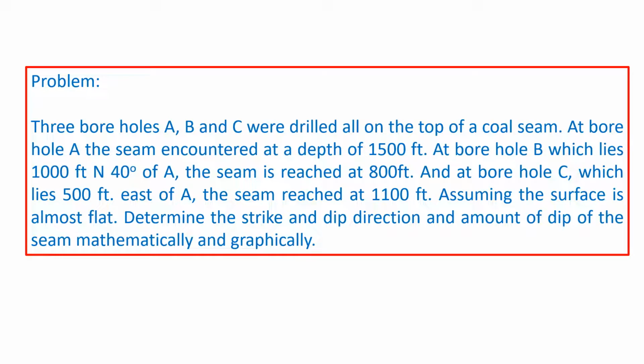3 boreholes A, B, and C were drilled on the top of a coal seam. At borehole A, the seam is encountered at a depth of 1,500 feet. At borehole B, which lies 1,000 feet north 40 degrees of A, the seam is reached at 800 feet. And at borehole C, which lies 500 feet east of A, the seam is reached at 1,100 feet.